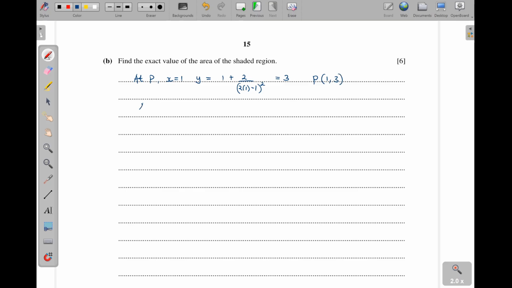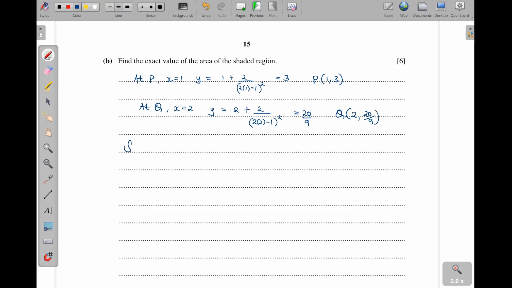And then at Q, x is 2. So if x is 2, then what is y? So y is going to be x, which is 2, plus 2 over (2x minus 1) squared. So that is 2 times 2, then minus 1, and then squared. This is 4 minus 1. What do you get? A 3, then square, that will be a 9. So 2 plus 2 over 9. So this times this will be 18 plus 2. That will be 20 over 9. So the coordinates of Q are 2 and 20 over 9.